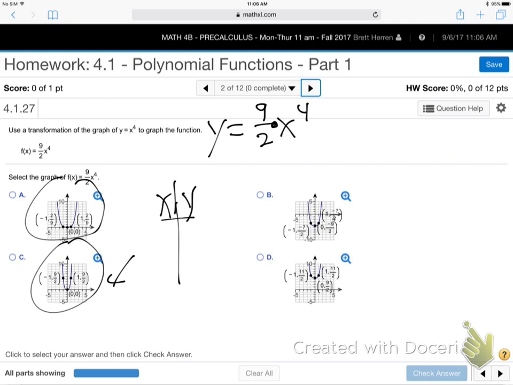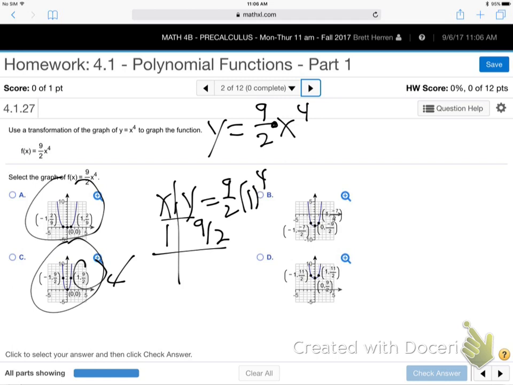So I'm just going to do something easy like 1. You just plug in x as 1. Y, 9 halves, 1 to the 4th is just going to be 9 halves. So over 1, up 9 halves, yeah, that's right. So C's the graph, not the other one. Good on all that? Just a U shape going up fast.